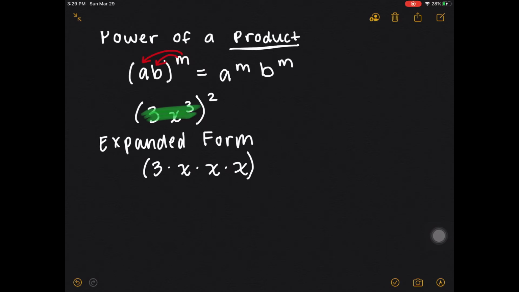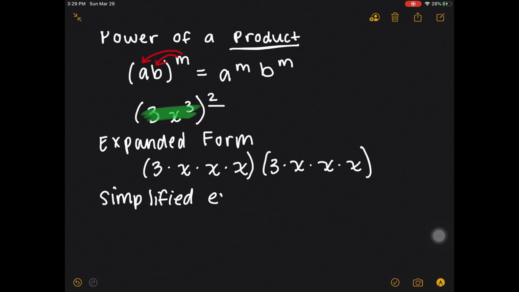Let's not forget that we now have this squared. So just like we did in our earlier videos, since it's squared, we're going to multiply it by itself just one more time. So we are now multiplying this by itself twice. So we've got 3x to the third times 3x to the third. Now, as we go forward from here, we can write what's called simplified exponent form. So when we're working with simplified exponent form, we're doing exactly what it says. We're simplifying those exponents.